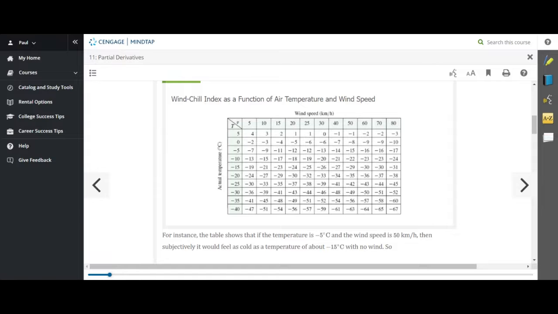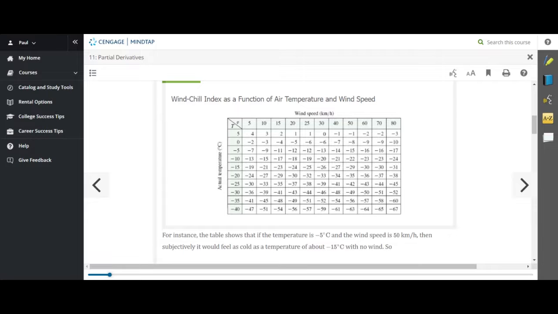So look at the first column in the table, where wind speed is 5 kilometers per hour. If that's held constant, but the actual temperature gets less and less, what happens to the wind chill? That's right, Norina, it's getting cooler. Very good. So you can't model wind chill really just as a function of one variable. You need two variables. And this is why we need multivariable calculus.